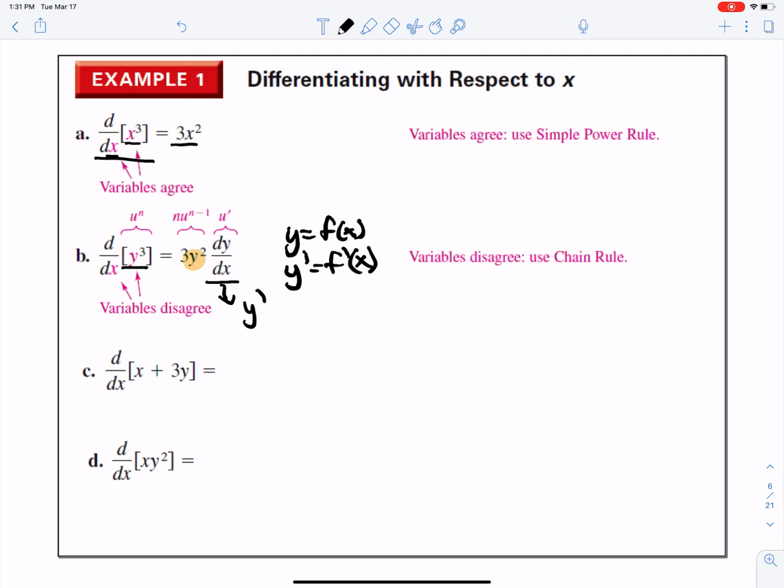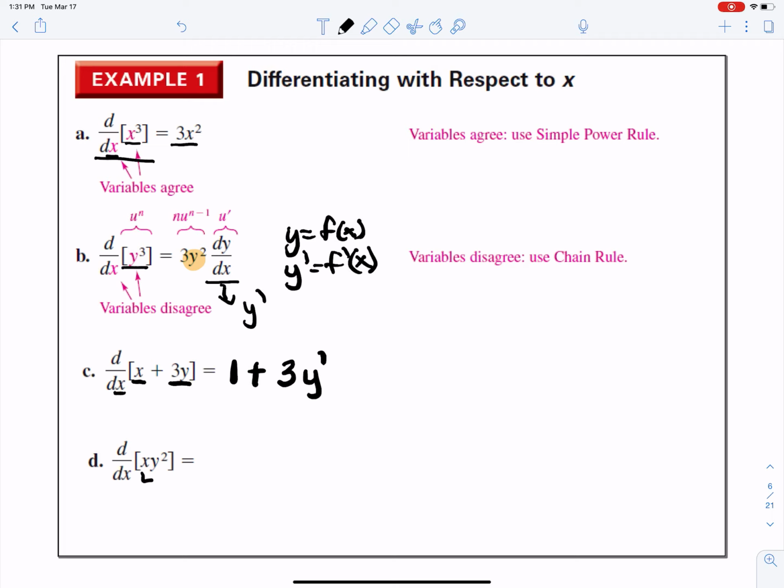So this term here represents y prime. So when we look at the next example, same idea. We're taking the derivative of x with respect to x, which means that's just a 1. When I want to take the derivative of 3y with respect to x, my derivative would be 3, but then the derivative of y would be y prime.